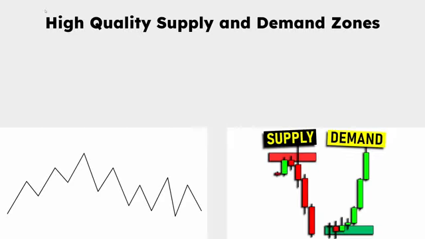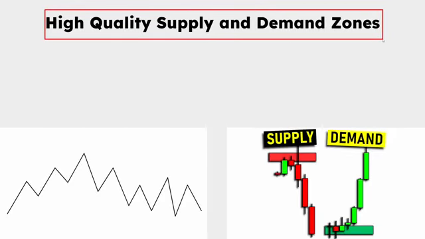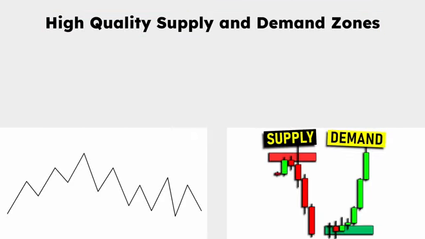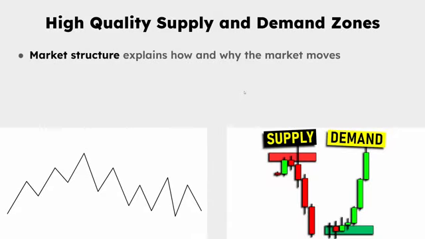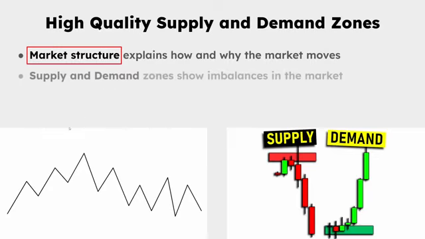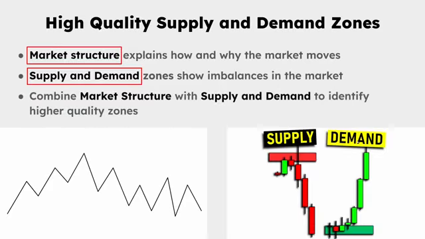All right, so now that we know about supply and demand, it's time to take a look at how we can find the best supply and demand zones. To do this, we're going to combine two concepts. We are going to combine what we learned earlier in the video about market structure with supply and demand. To repeat, market structure explains how and why the market moves, while supply and demand zones show imbalances in the market. So we want to combine market structure with supply and demand to identify higher quality zones.